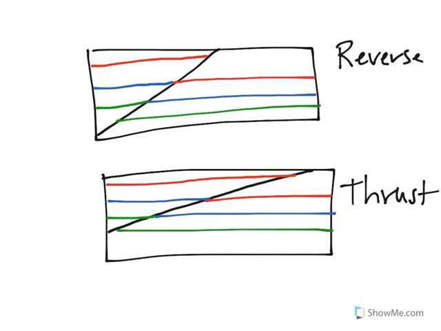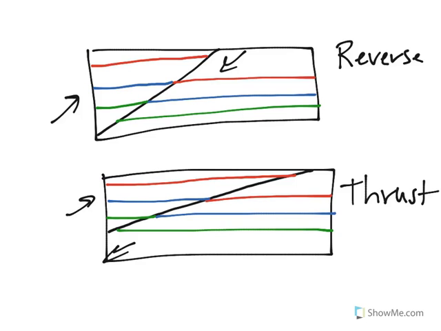So I want to take a moment to talk about the difference between a reverse fault and a thrust fault. Because generically, both of these faults have the same motion. The hanging wall has moved up in comparison to the footwall, right? So we see the same motion. However, the difference here is the angle of the actual fault line itself.